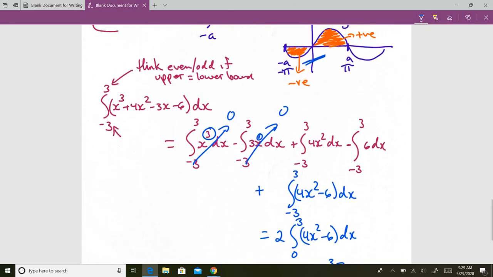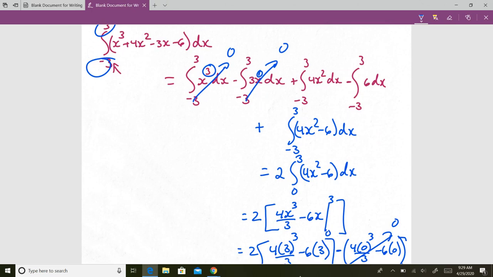So when you see equidistant upper and lower bounds, check to see if the function is even or odd, because you can usually eliminate quite a few things and combine the evens to go from 0 to whatever your upper bound is, and just multiply that answer by 2.